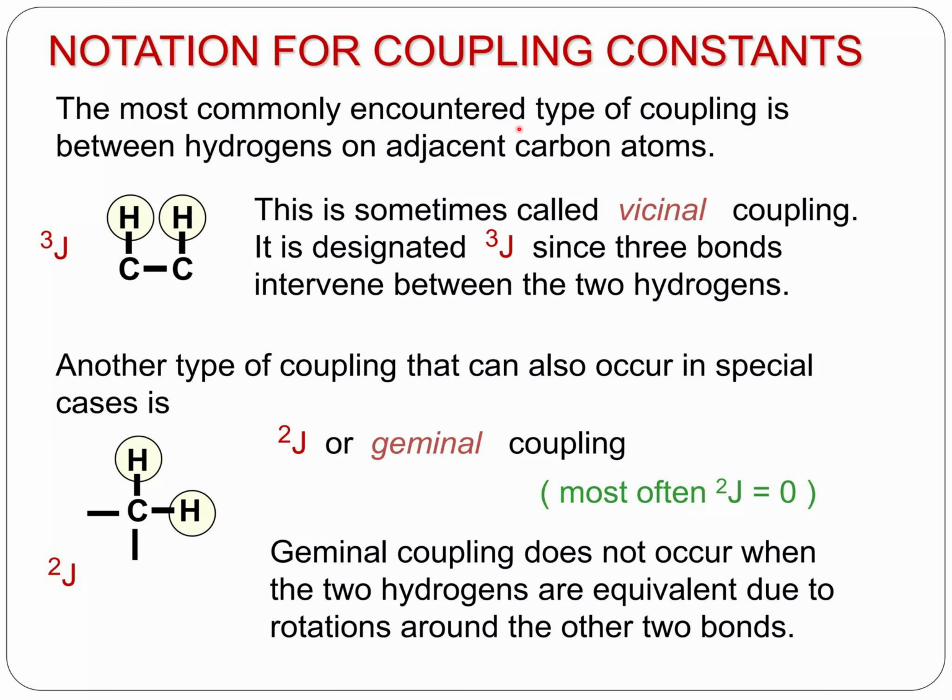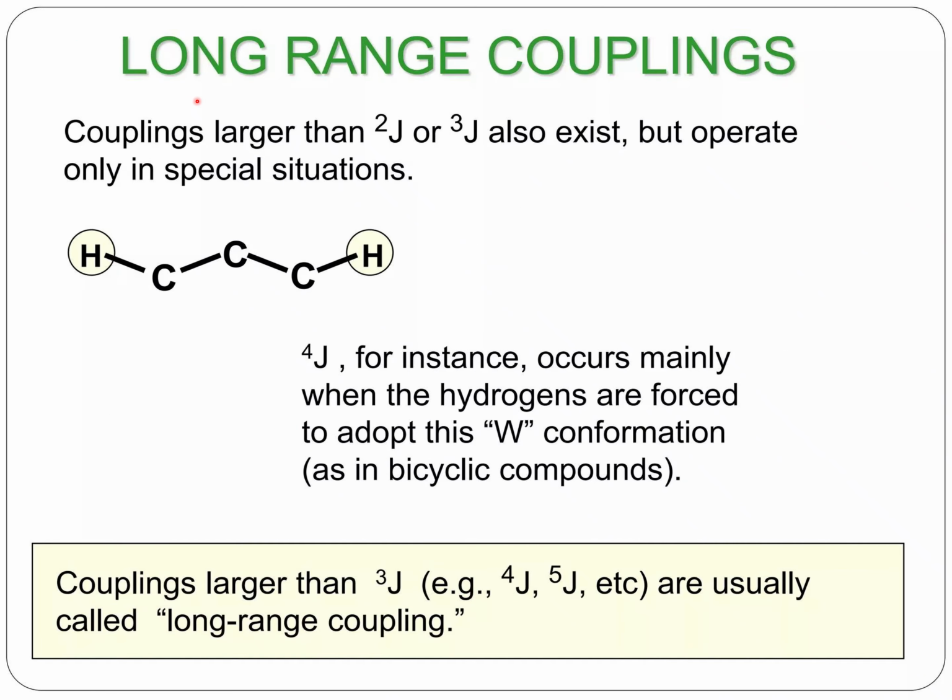So for the notation of coupling constants, vicinal coupling and geminal coupling are the two types. The superscript shows the number of intervening bonds between them. For geminal we use this symbol, and for vicinal we use this symbol. Another coupling is long range coupling. You can see here a hydrogen, and here is another hydrogen. How many bonds between them? 1 2 3 4, 4 bonds, so 4J.